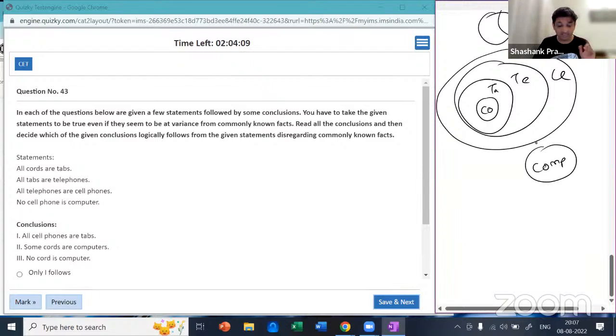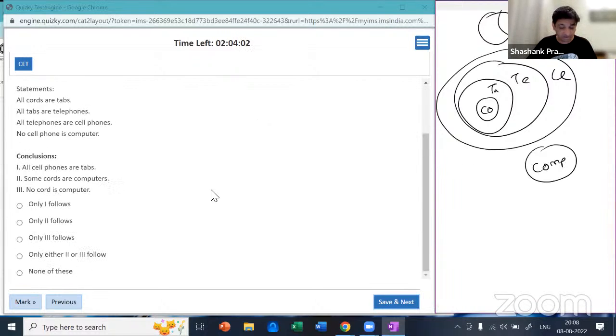All cell phones are tabs, not necessary. Some cords are computers, not necessary. No cord is a computer, definitely yes. So 3 follows for sure. Some and none should be there. Yeah, no cord is a computer. Only 3 follows.